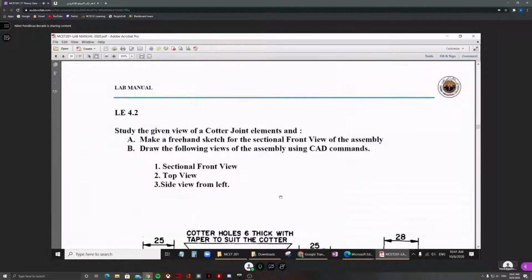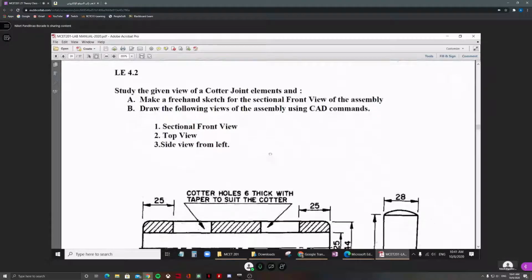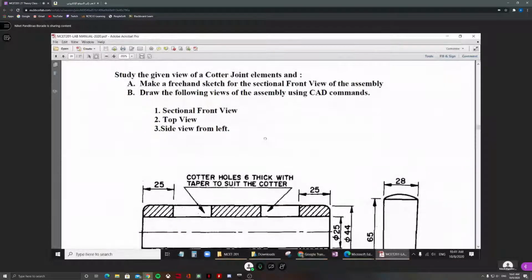And the question says, study the given views of the quarter joint elements. Element means part. The part drawing is given. And we want to make a sketch for the sectional front view for the assembly. If the part drawing is given, from that we have to draw the assembly drawing. Front view and the side view and so on.